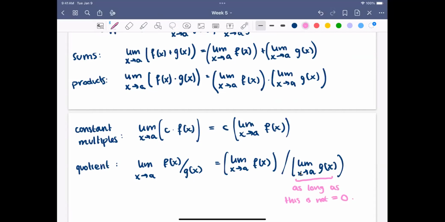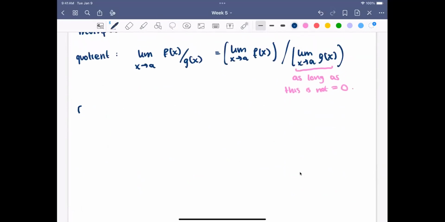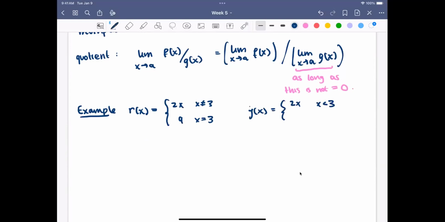Okay, let's do an example then. Let's take our removable discontinuity function and the jump discontinuity function. So r of x is 2x when x is not equal to 3, and it's 9 when x is equal to 3. And we'll take j of x to be 2x when x is less than 3, and 2x plus 2 when x is greater than or equal to 3. And let's compute some limits. So let's compute the limit as x approaches 3 from the left. Yeah, this theorem works also with left and right hand limits placed in there.